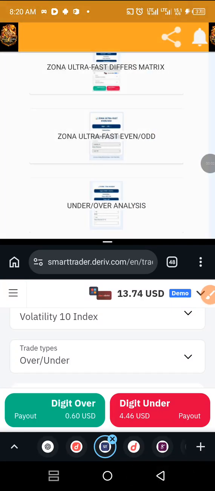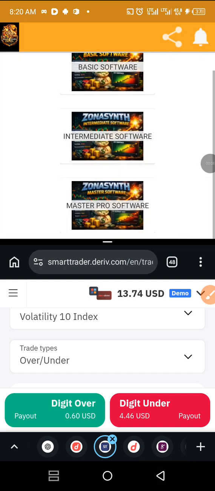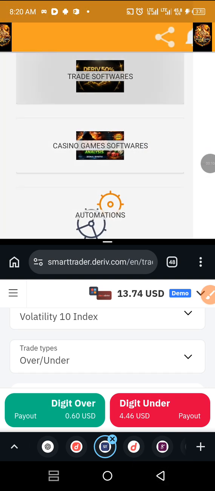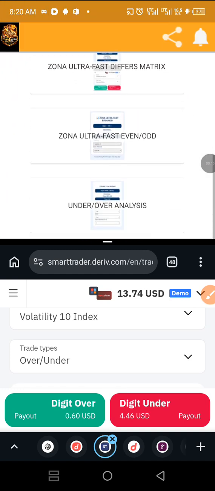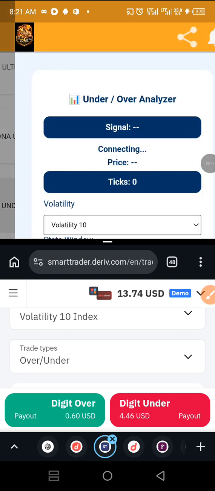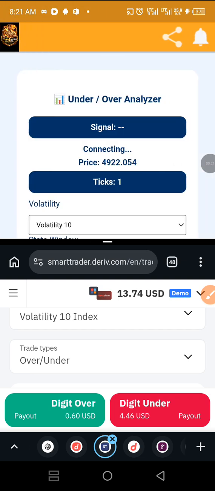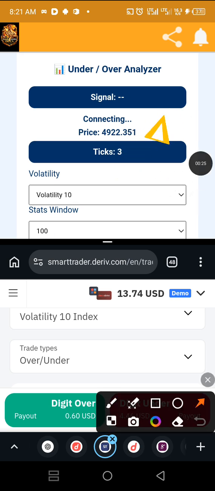So this is a new software I developed for digits. If you're a digits lover, all you have to do is come to my Zona software, go to the trade software, come to master play software, scroll down, and you're going to see from difference to even or to under over. So let's go with under over. Then you see the signal will automatically start and starts reading the tick analysis till infinity.